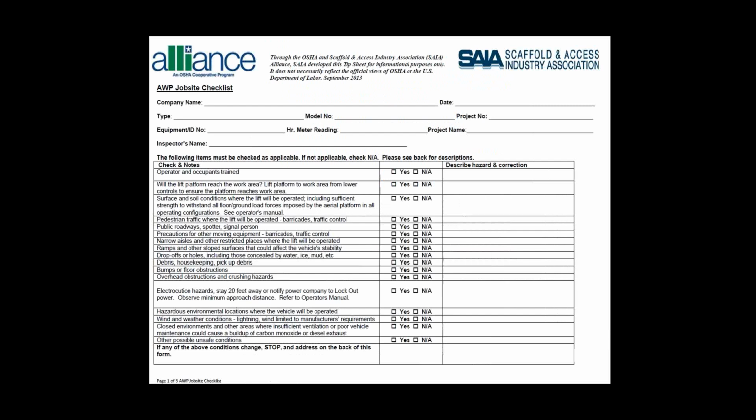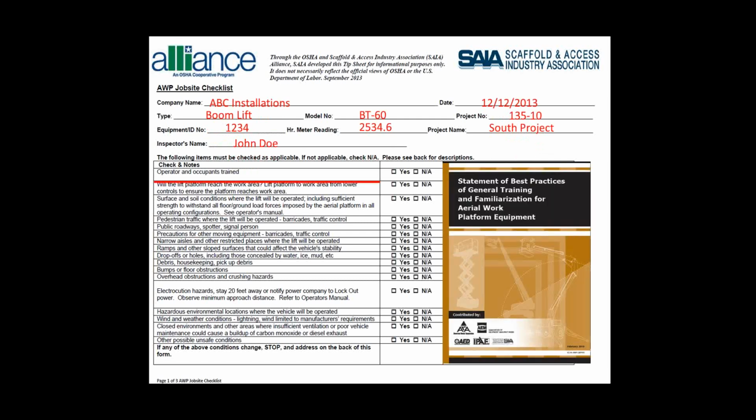So now that we've got the machine to the job, the next tip sheet on our webinar is going to be the AWP Jobsite Checklist. This checklist is job-specific, equipment-specific, and personnel-specific. So we need to fill this out accordingly based on who we are, where we're at, and what we're doing with it. The first line item on this checklist is: is the operator trained?